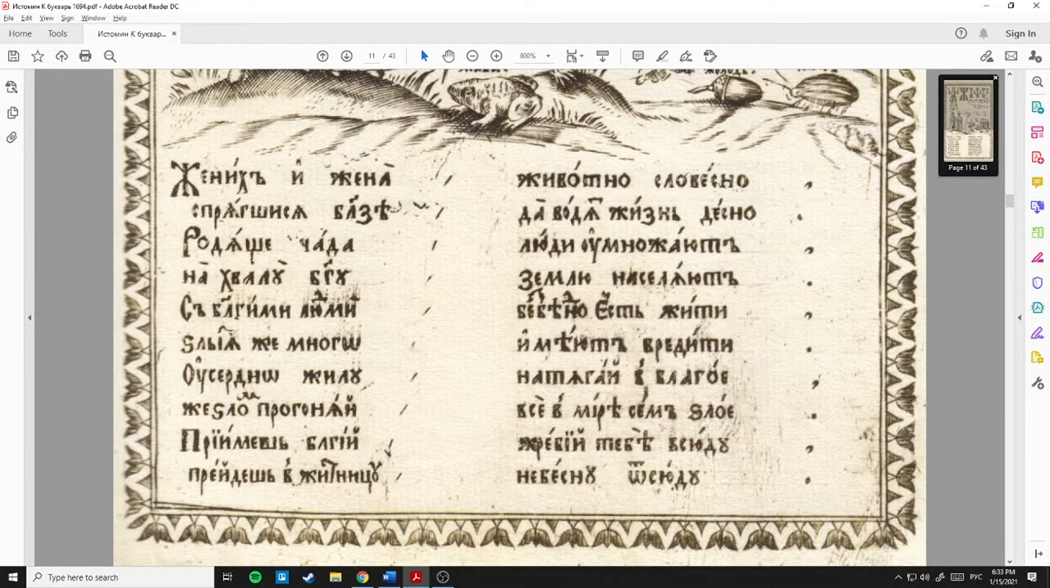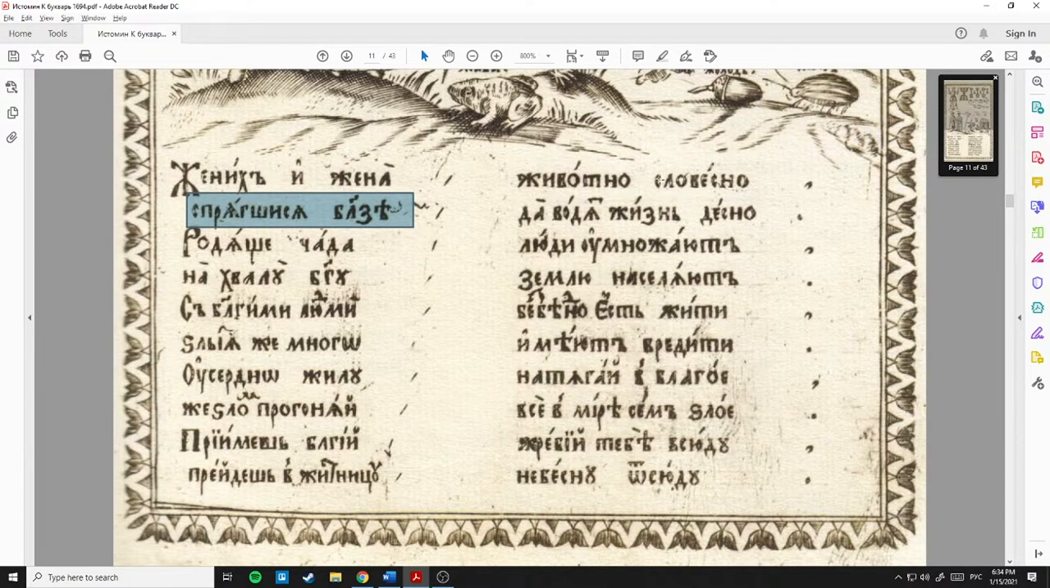Beautifully put, thank you. Životna slovesna: united in life by word. So this is actually united in marriage, or connected by marriage. And blazie is like a blessing. So blagie, dobro, good. So it's a blessing.